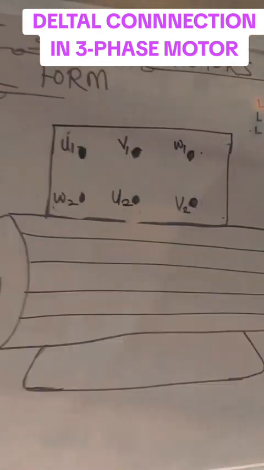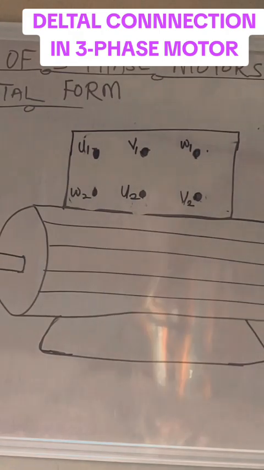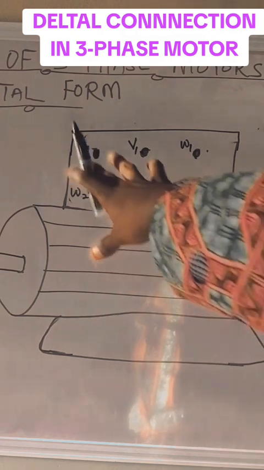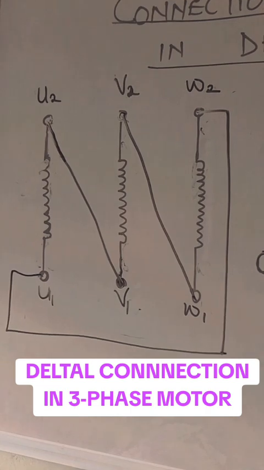A three-phase motor has 6 terminals. When you open the terminal box of a three-phase motor, it has 6 terminals, just like you are seeing on the board. But the arrangement of the terminals in the terminal box is quite different from the way we see it in the theoretical explanation here. Let us see how we have it here.